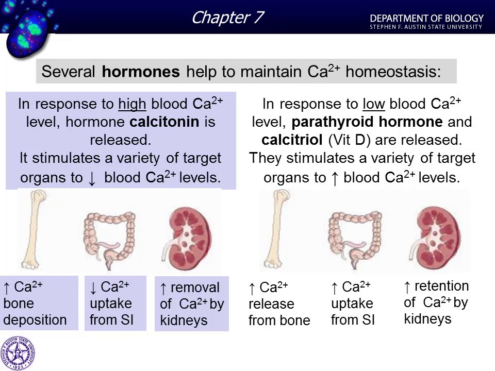Now, these cells in your thyroid are called parafollicular cells because they're around the follicles of the thyroid. But I would rather you just refer to them as C cells. They're called C cells because they produce calcitonin. Because if you think, okay, calcitonin is produced by parafollicular cells, you're going to get really, really confused because parathyroid hormone is produced by cells where? Not in the parafolliculars, but in the parathyroid glands.